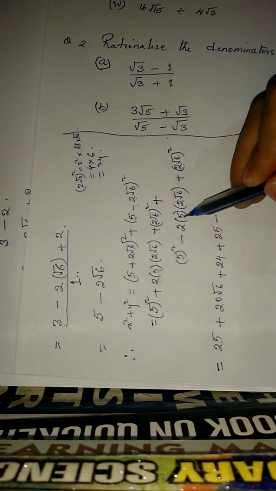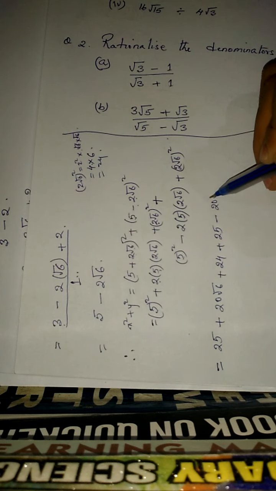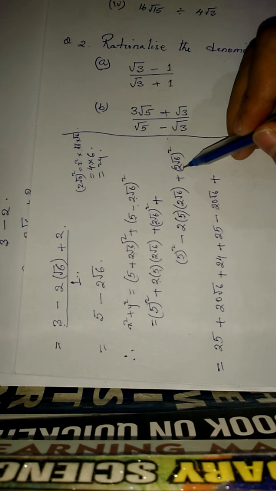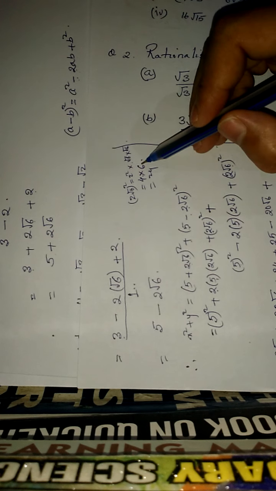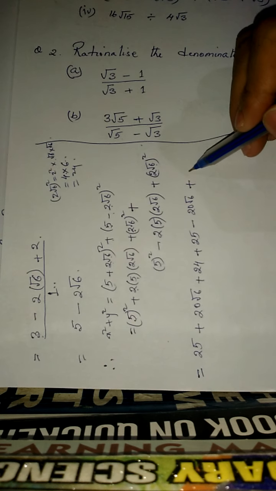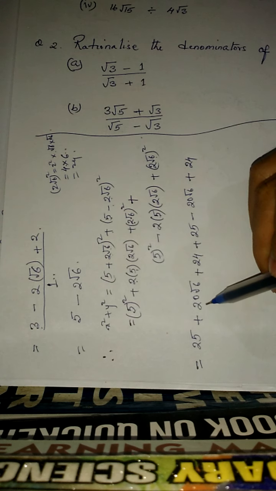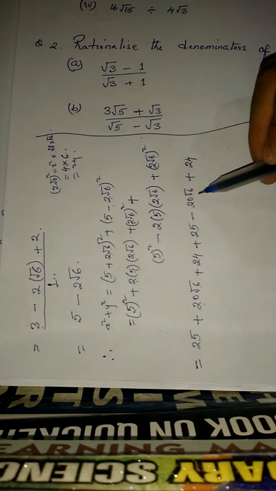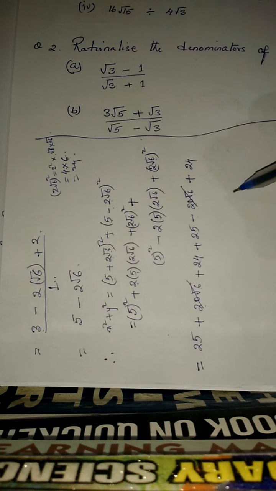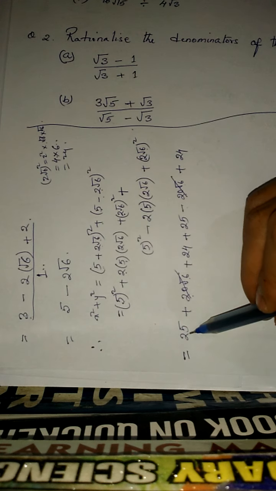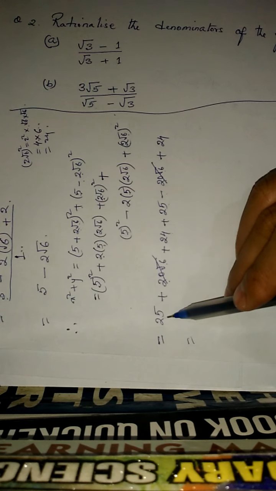Okay, now see this 20 root 6 is positive here and 20 root 6 is negative here. We can eliminate this. The rest are all positive, so we have to add all of this. 25 plus 25 is 50, plus 24 plus 24 is 48. Then 50 plus 48 is 98. This will be our answer.